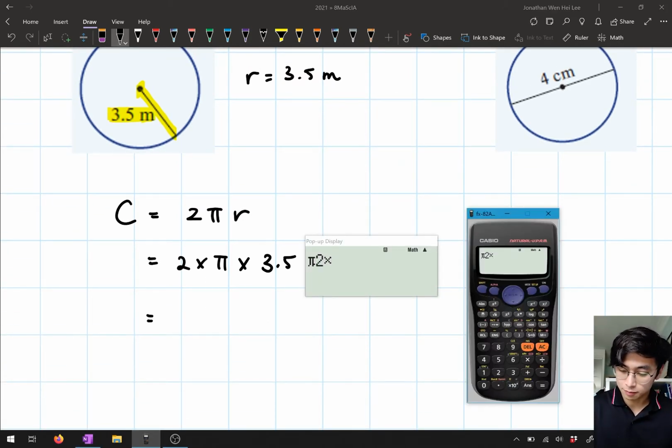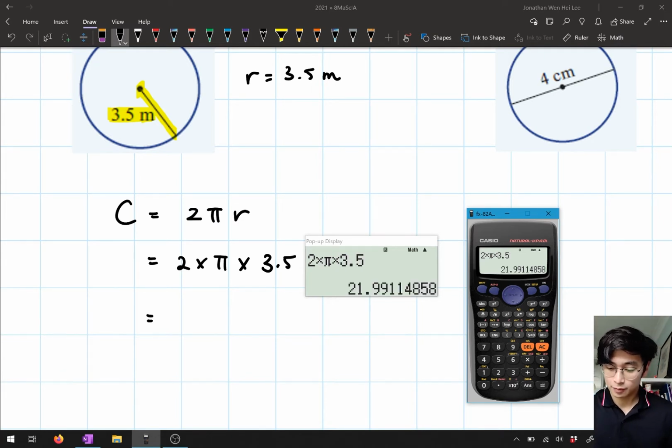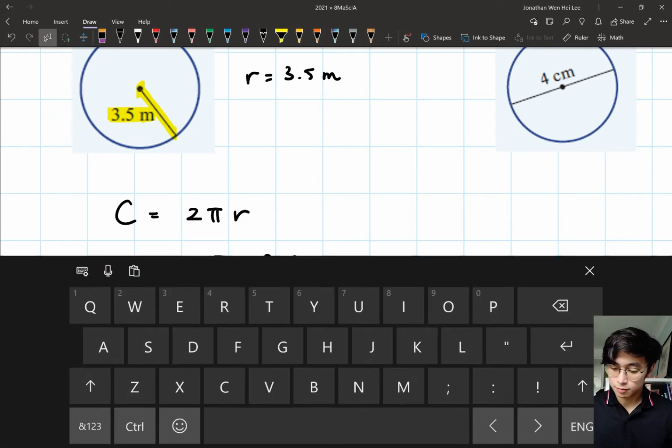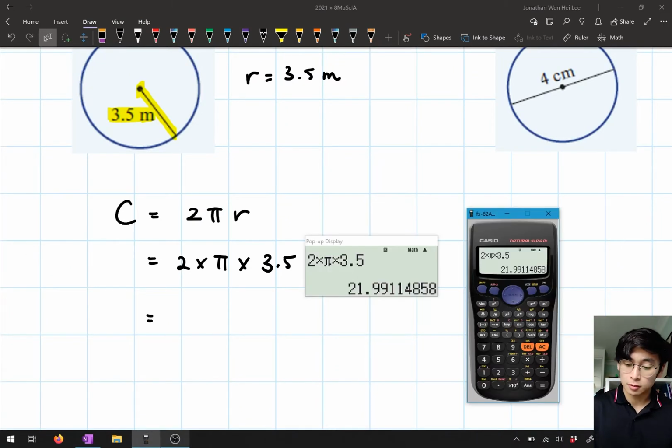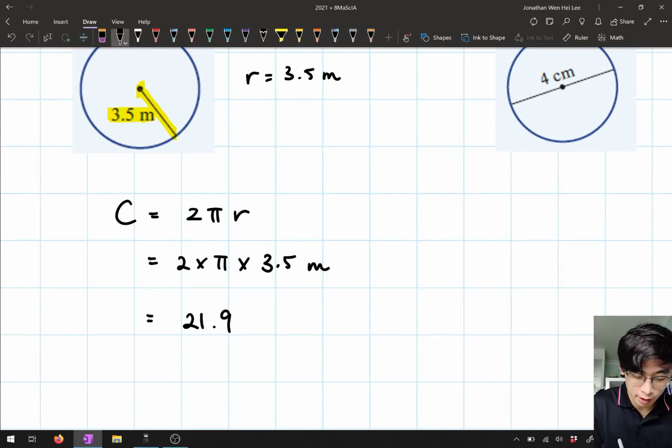2 times, when you want to get pi, shift times 10 to the power x, times 3.5. So here we get 21.991. And we want to round that to 2 decimal places. We want 2 decimal places, so we're going to go to the second decimal place. That second 9, we look at the next one. 1, we round down, so we just leave it. So here we go, 21.99 meters.